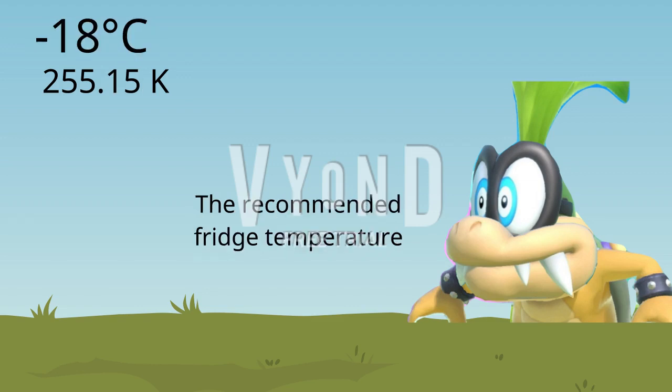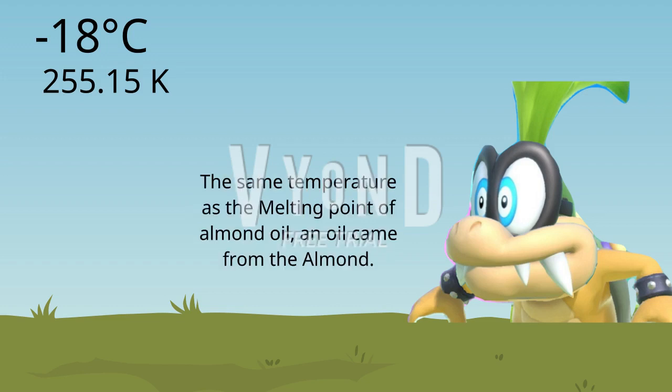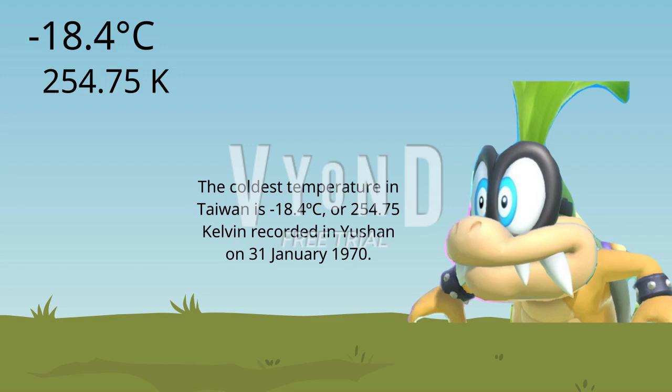At -18 degrees Celsius, or 255.15 Kelvin, we reached the recommended fridge temperature. The same temperature as the melting point of almond oil, an oil that comes from the almond. The coldest temperature in Taiwan is -18.4 degrees Celsius, or 254.75 Kelvin, recorded in Yushan on the 31st of January 1970.